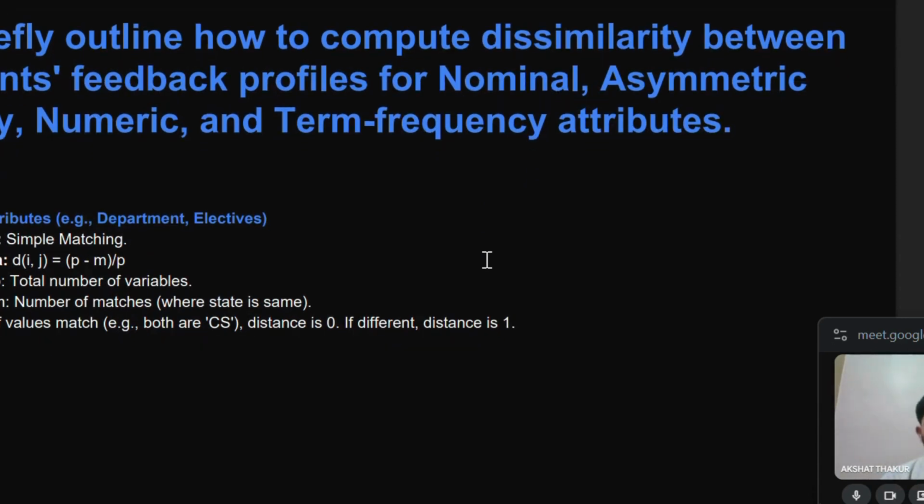For nominal, the formula we use is p minus m divided by p. P is the number of variables and m is the number of matches. The method is simple matching: if the value matches, distance is 0. If different, distance is 1. Okay.